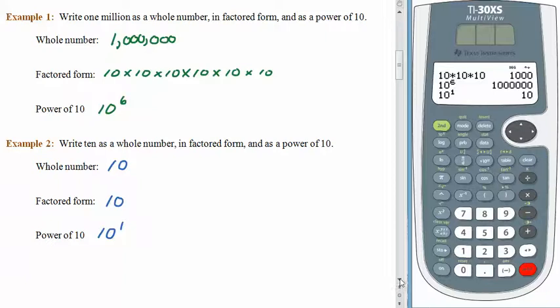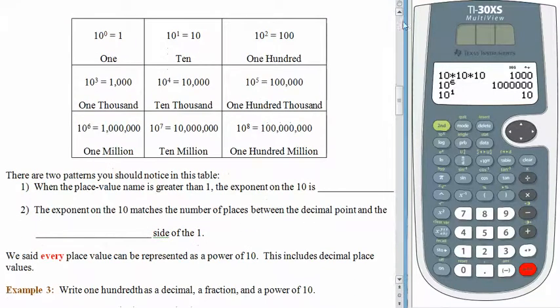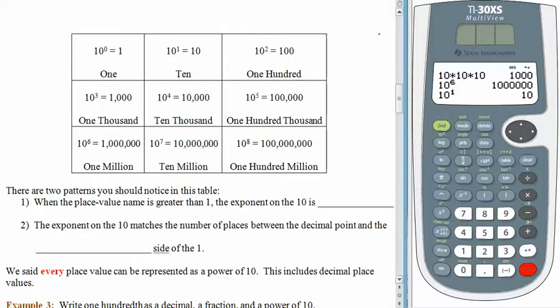If you flip to the other page, there we go. There's a nice table here that shows all sorts of powers of 10 for the first 9 place values. You should probably know these. When you see a power of 10 that uses 3 as the exponent, that should immediately tell your brain 1,000. If you see a power of 10 that has 6 as the exponent, that should immediately tell your brain million.